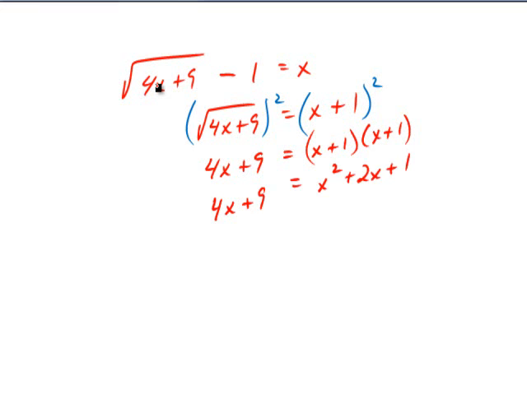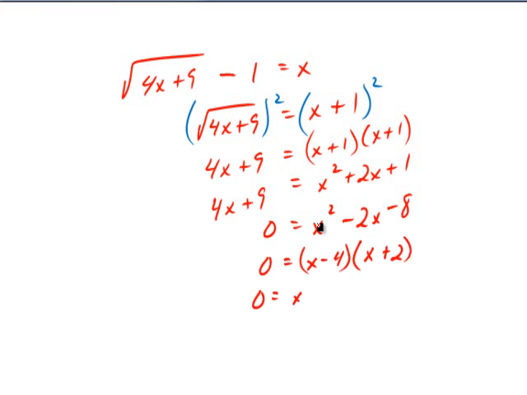It's quadratic. I have x squared, so I want to get all the terms on the same side equal to 0. So I can subtract 4x. I can subtract 9, equal to 0. Factor. And solve each factor equal to 0. I have two possible solutions.